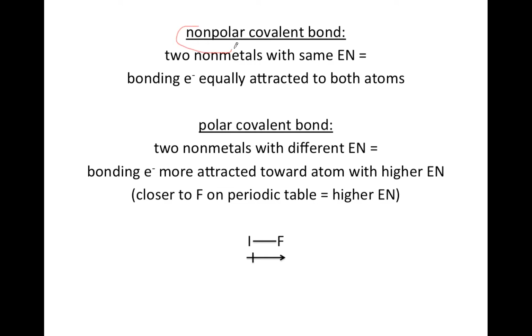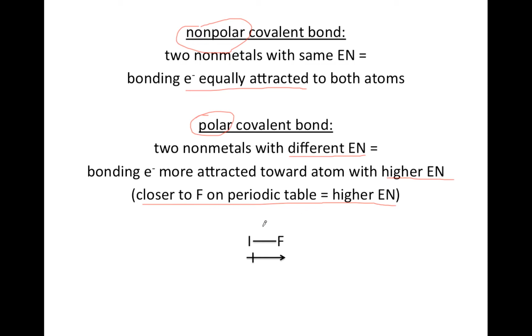A nonpolar covalent bond occurs between two nonmetals that have the same electronegativity, and that means the electrons will be equally attracted to both atoms. Whereas in a polar covalent bond, the two nonmetals you're bonding have different electronegativities, so the bonding electrons will be more attracted to the atom that has the higher electronegativity. And in parentheses here, just a reminder that the closer the element is to F on the periodic table, the higher electronegativity it will have.